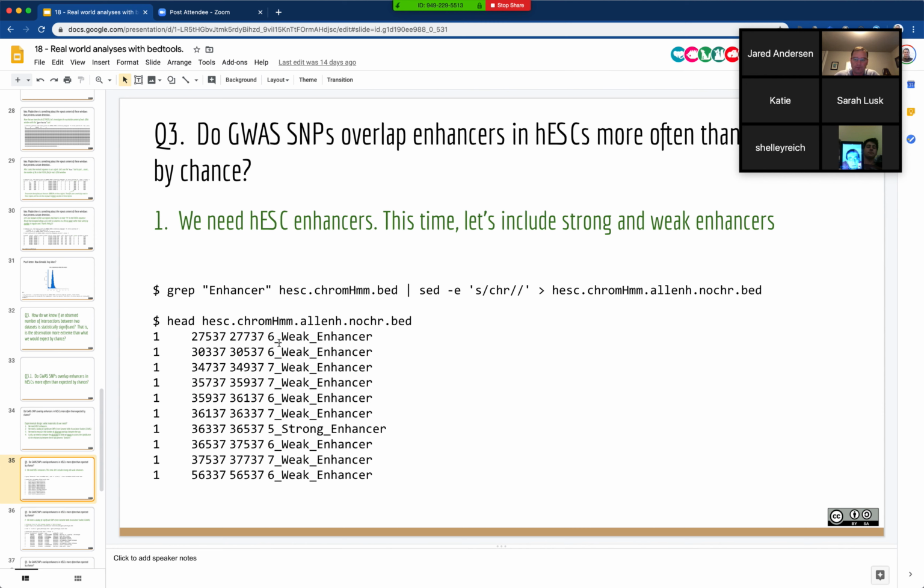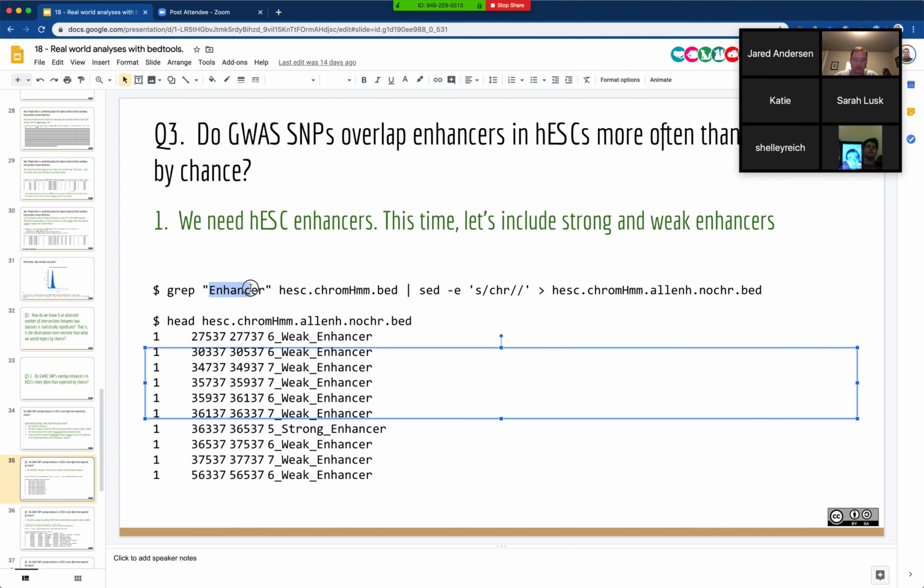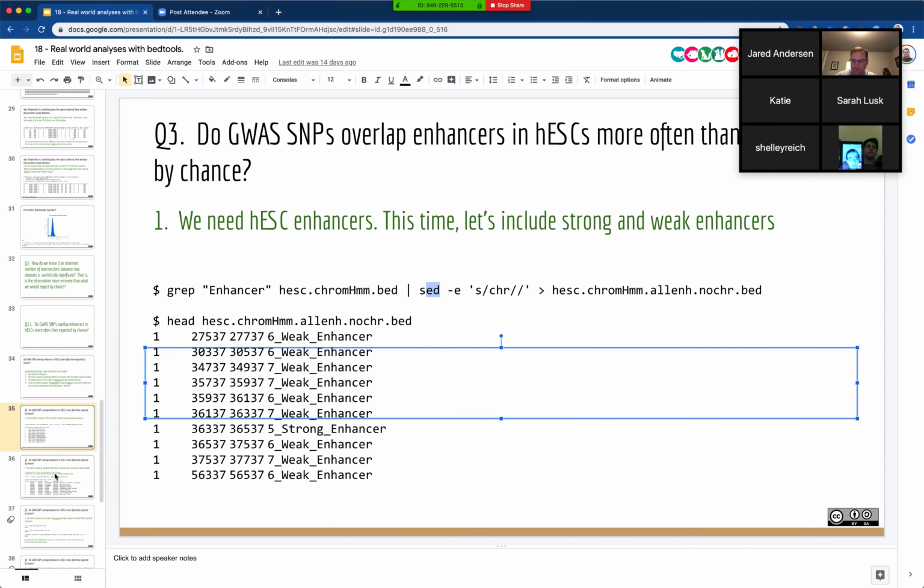So obviously, this is sort of recapping how we went about grepping for enhancers. We're including both weak and strong enhancers because we're just grepping for the word enhancer here. We're fixing up the chromosome labeling issue that plagues genomics day in, day out. We get rid of the CHR label with this find-replace syntax in this stream editor tool called SED, which we learned about.